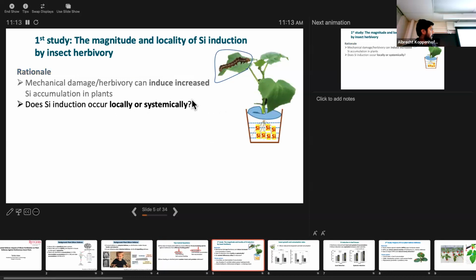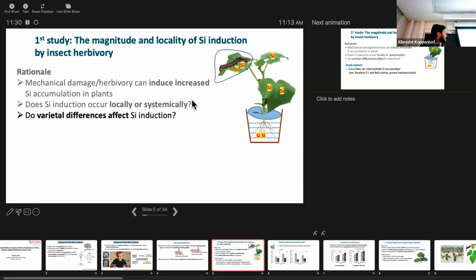So we asked, does silicon induction occur locally, that is, only in the attacked tissues, or does it also occur elsewhere in the plant? So is it a local or systemic induction process? And we also wondered if varietal differences affect silicon induction.